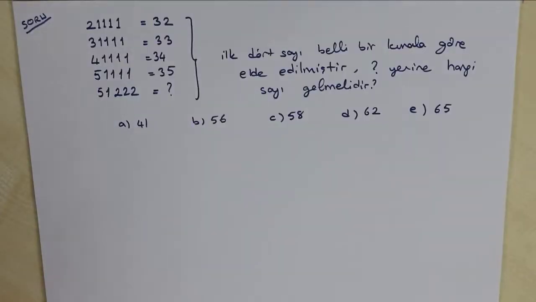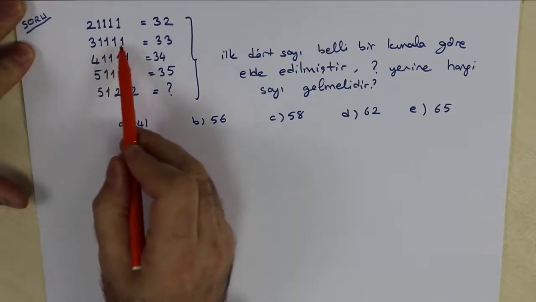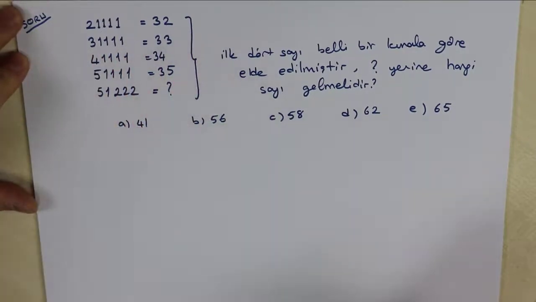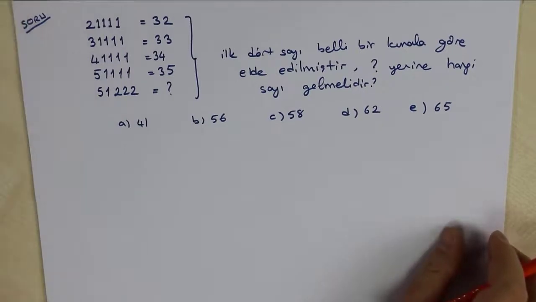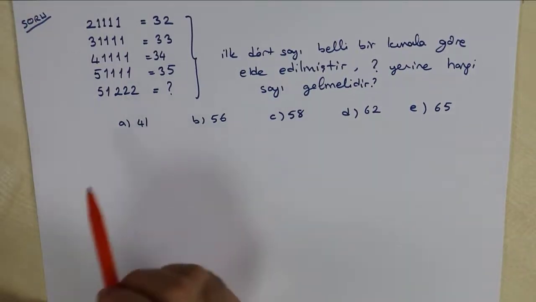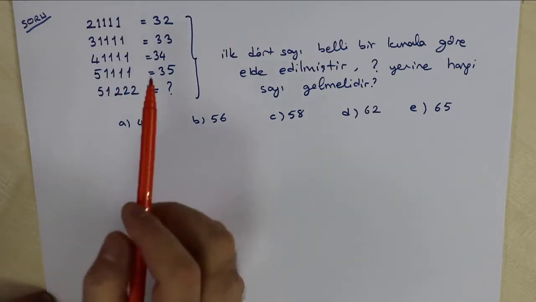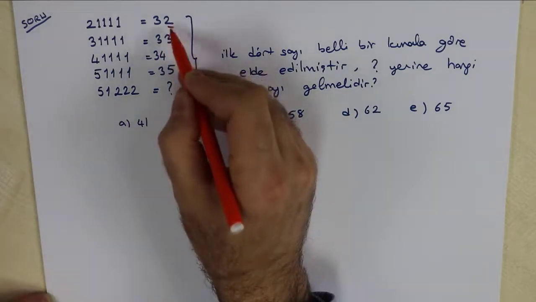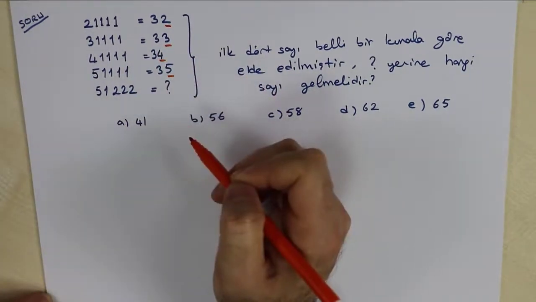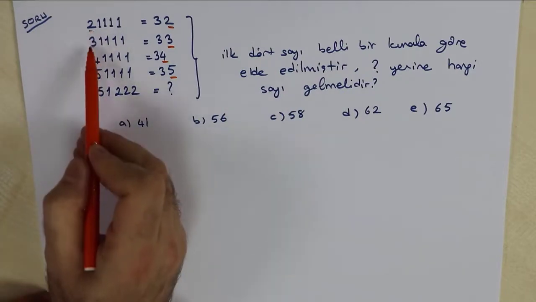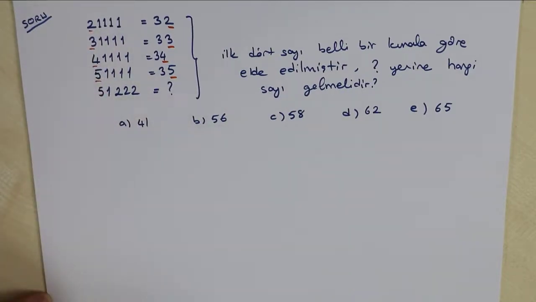Our question is given as follows. We have a sequence of numbers and they're equal at the right side. So 2111 equals 32, 3111 equals 33, and so on. So we need to get the number instead of the question mark. So we need to find the rule to get this one. Is it multiplication? Is it addition? So we need to get the rule. Let's look at the right side. We see 2, 3, 4, 5, and we can see it is at the beginning of the left side, 2, 3, 4, 5. Is it the same or not?